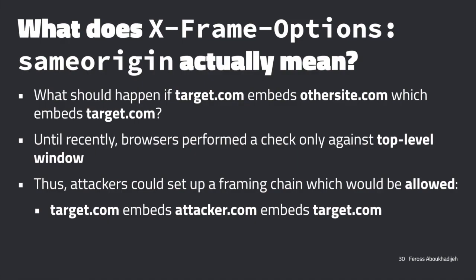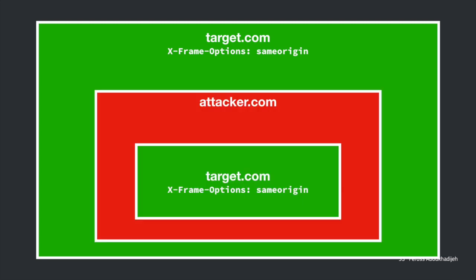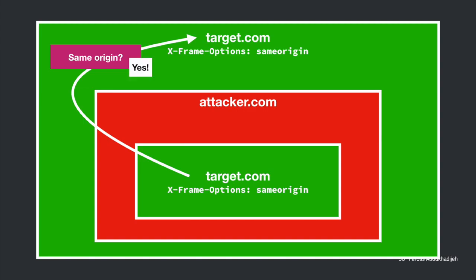Yeah, so I have a pictorial representation of it just to emphasize, so we can all see. Basically, here's our social network site. It includes this attacker site, which includes the social network site again. And the browser would say, are we on the same origin here? It would do that comparison, and it would obviously pass because those are the same, and no problems here. But what we really want to happen is this. We want to make sure the entire chain is same origin.